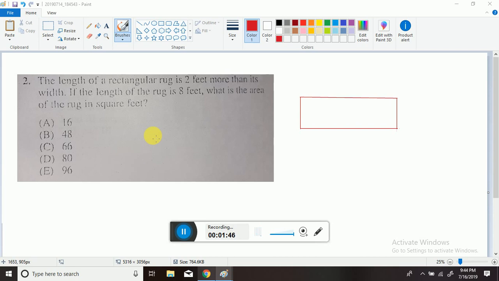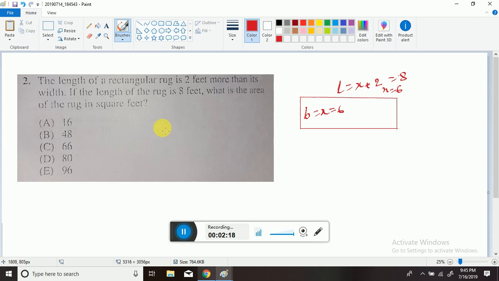The length of a rectangular rod is 2 feet more than its width. That means this is a rectangular rod. Do not get confused with the rod. Rod means like a carpet that is made from wool. So it is 2 feet more. The length is L and the breadth is B. If B equals x, then L will be x plus 2, 2 feet more than breadth. If the length of the rod is 8 feet, this equals 8, which implies x equals 6. So it is equal to 6.